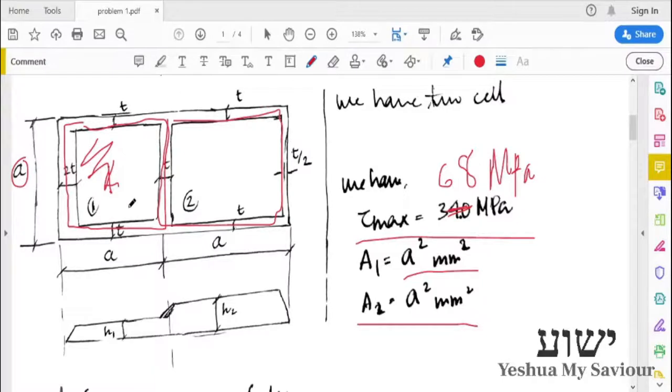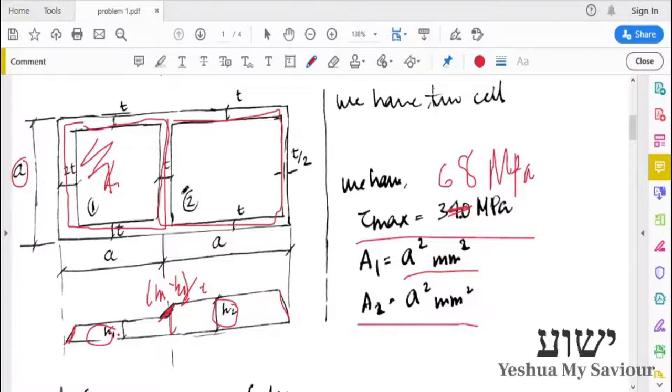So by Prandtl membrane analogy, we will just draw the membrane diagrams. We don't know the height of the membrane. We just assume that the height of this membrane is H1 and the height of this membrane is H2. The slope is H1 by T by 2. And for this part, the slope is H1 minus H2, so this height is H1 minus H2.